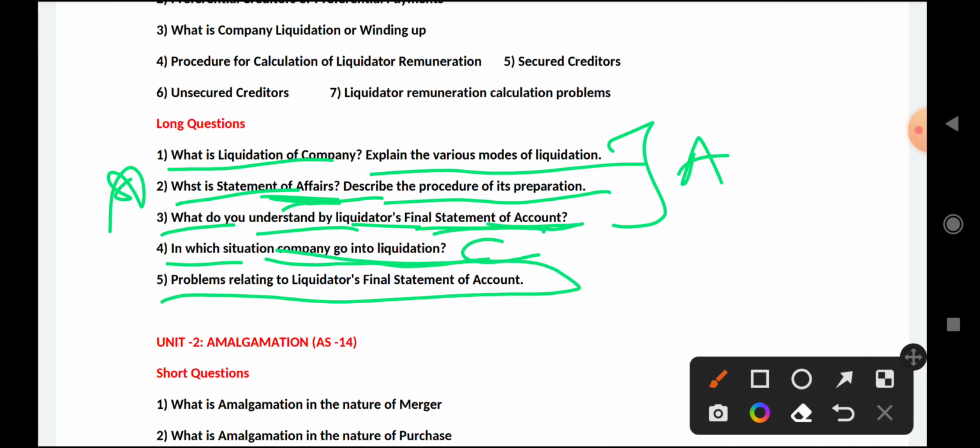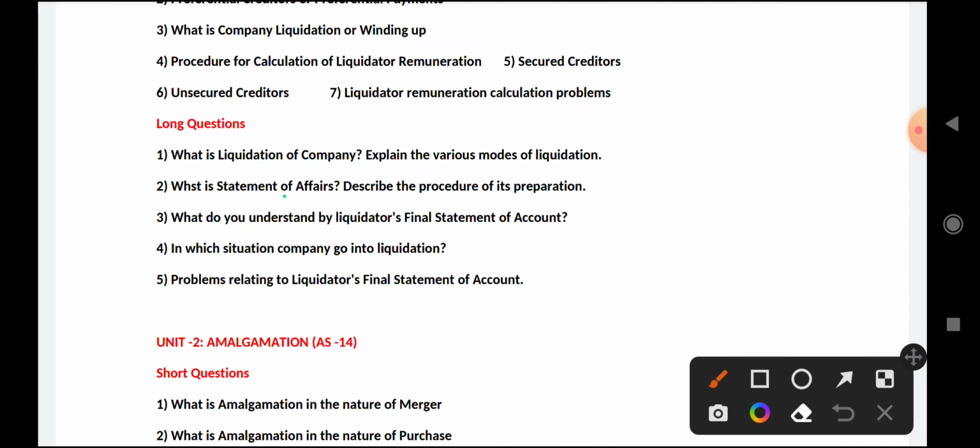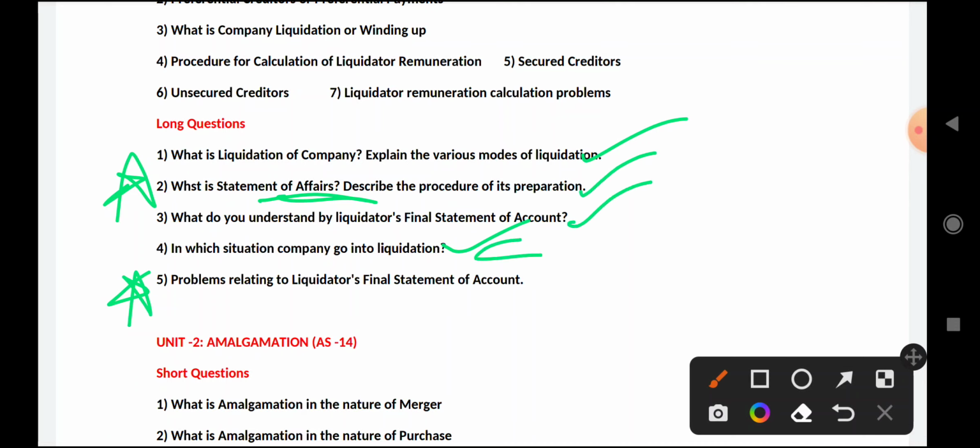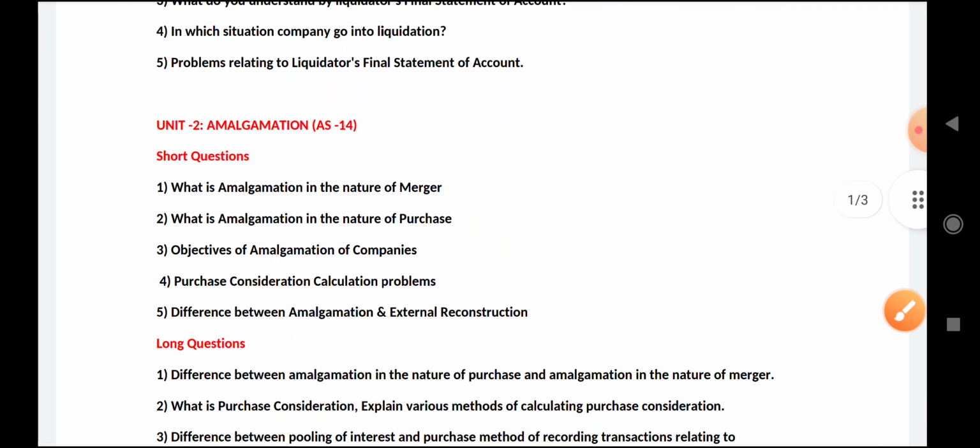Problems relating to liquidator final statement of account only you do. Don't do the problems relating to affairs method because it is very lengthy one. You need to remember a lot of things. So this format you prepare, and for here problems you do, and these theory questions you prepare. This is C category, these two three are A category from a theory point of view. Okay, this is about liquidation.